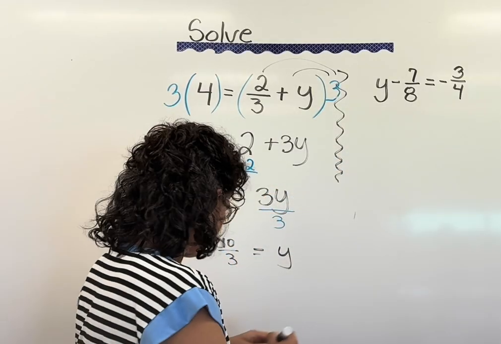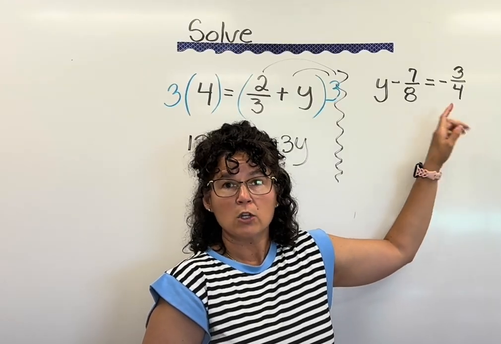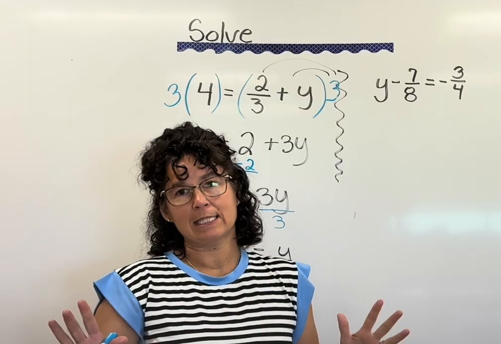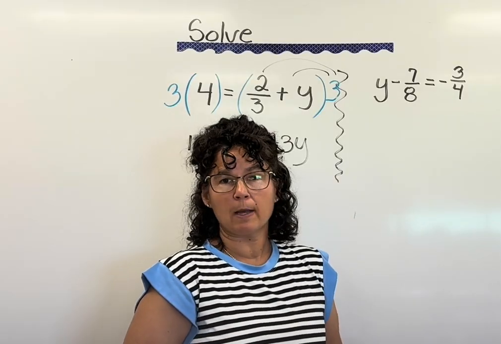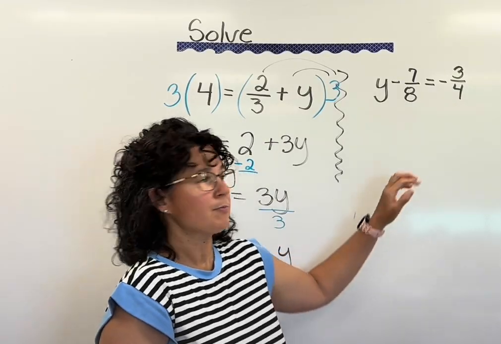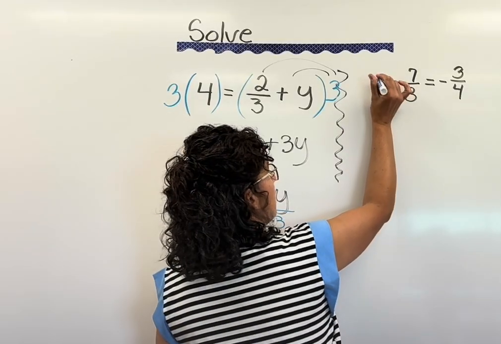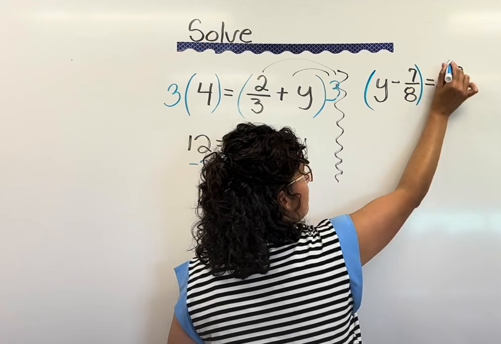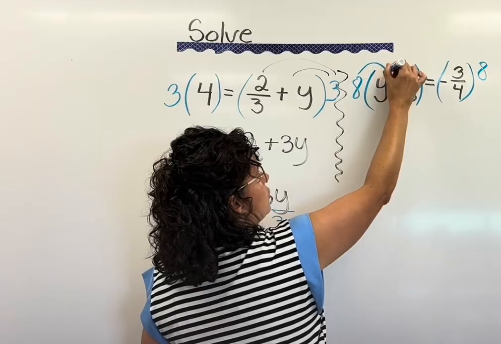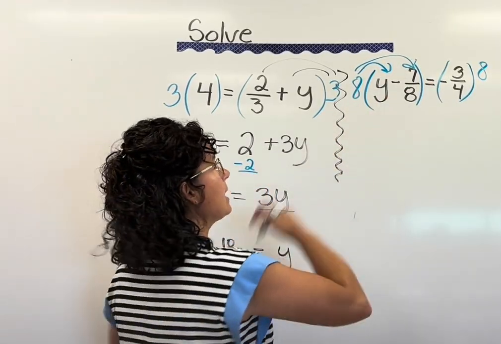Okay, here, I do have two denominators to consider, both 8 and 4. So I'm going to multiply by a number they both fit into. If you get really stuck, you could just take 8 times 4 and multiply both sides by 32. But ideally, you want to pick the smallest number. So a number that both 8 and 4 fit into is 8. So I'm going to multiply both sides of the equal sign by 8. I'm going to distribute this through. 8 multiplied by y is 8y.